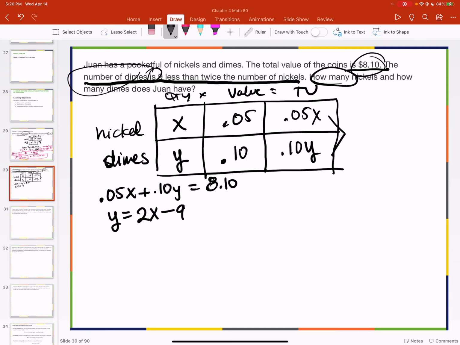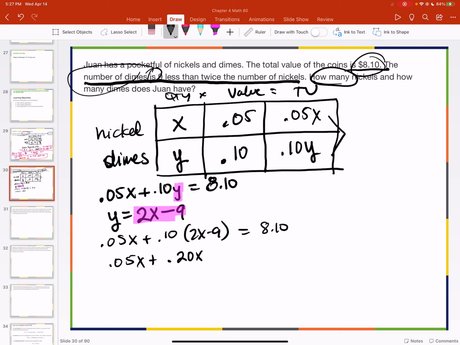We can substitute one into the other. So we get 0.05x plus 0.10 times the quantity 2x minus 9. That's because we substituted this into the y right here. And that's going to equal $8.10. So let's continue. Let's distribute. So we have 0.05x plus 0.10 times 2 is 0.20x, right, minus 0.9 equals 8.10. So add 0.9 to both sides, and also combine these like terms.